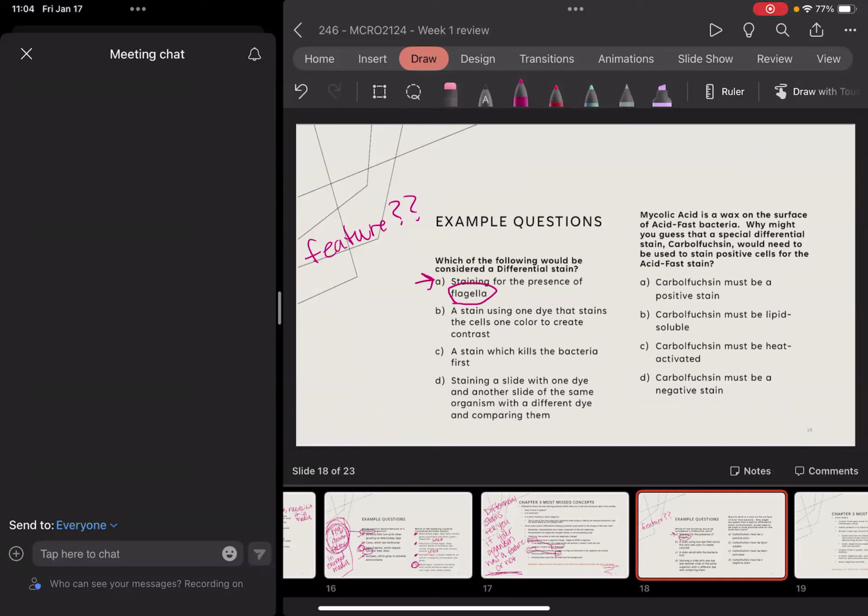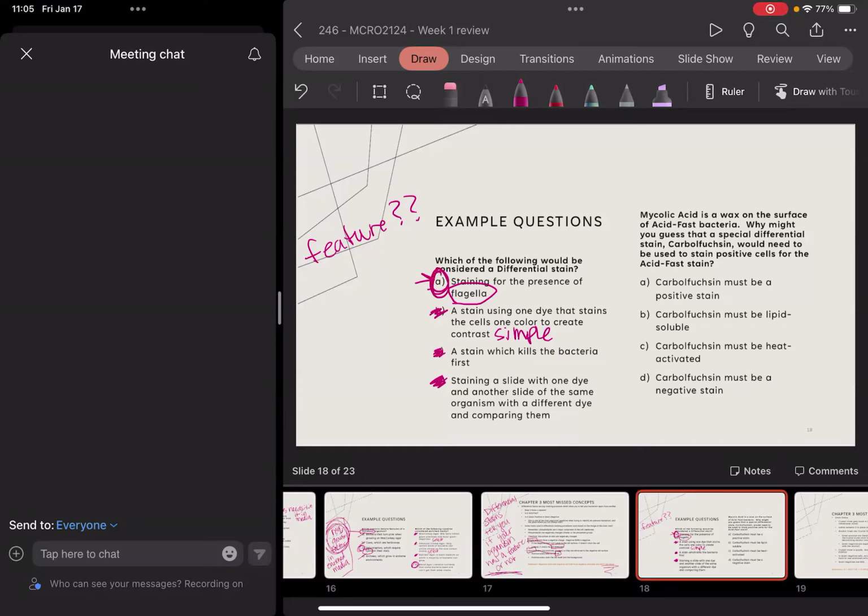Let's go through our other choices. Stain using one dye that stains one color to create contrast. These would be our simple stains. It does create contrast, but does it tell you if you have a feature or not? It doesn't itself, right? A stain which kills bacteria first doesn't tell you anything about the features, whether it has a feature or not. And stain a slide with one dye and then have another slide of the same organism, stain it with a different color dye, and then compare them. That is not a single stain that's going to tell you a difference in that one stain. The whole point of these differential stains, you're doing it on that one slide. You put it through that whole experience, and based on its final colors that you see on that one slide, all treated that one way in that staining procedure, that's a differential stain. It's all happening on that one slide. So that's going to be staining for the presence of flagella. Does it have flagella or not? That's going to be A.